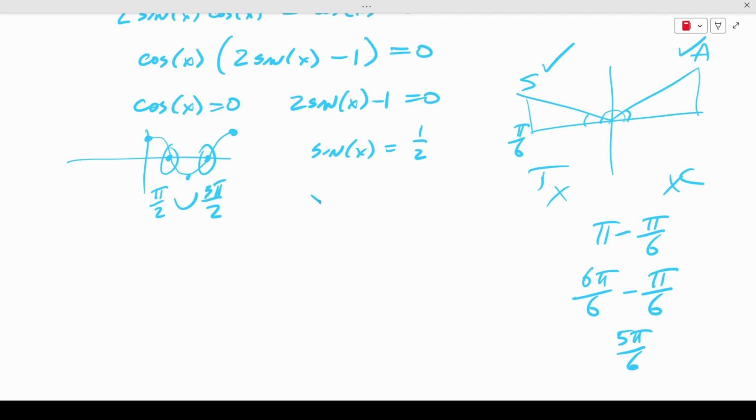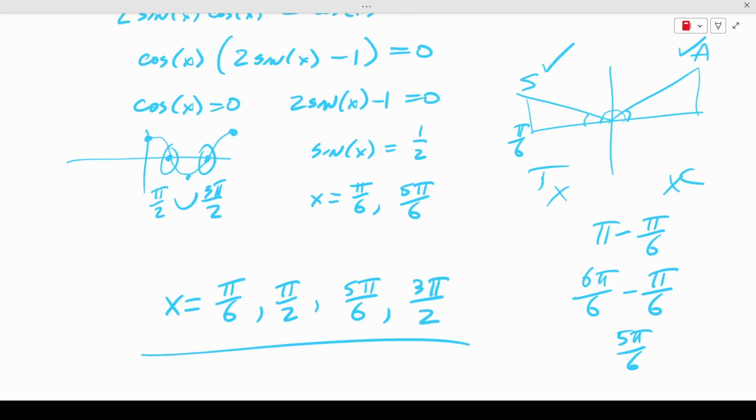So my two solutions here are that x is pi over 6 and 5 pi over 6. My two solutions here are pi over 2 and 3 pi over 2. And now I just list them out in order. Pi over 6 is the smallest, then comes pi over 2, then comes 5 pi over 6, and last but not least, 3 pi over 2. That's it.